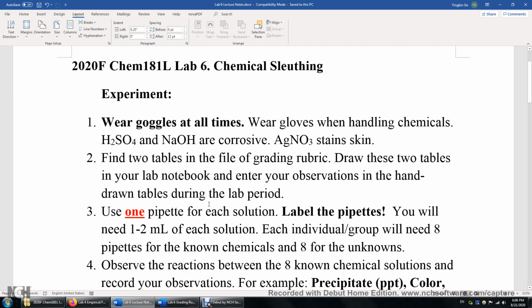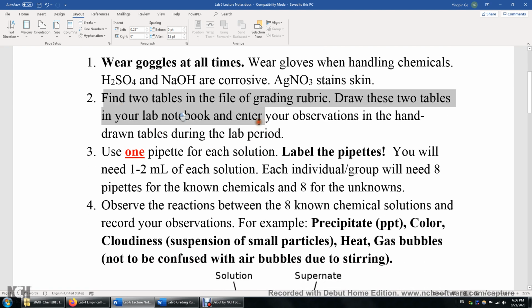Safety. Wear goggles at all times. Wear gloves when you're dealing with chemicals. Sulfuric acid, sodium hydroxide, and silver nitrate are all corrosive. So again, record your observations in the tables.